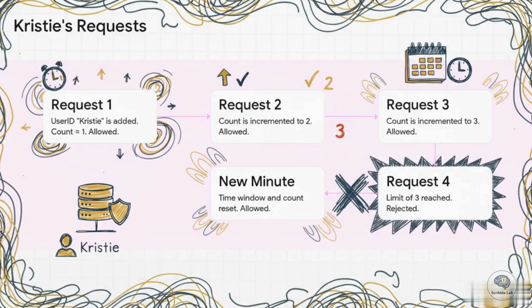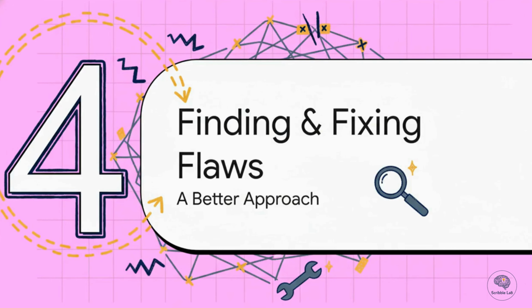Let's walk through a quick example. Let's say our user, Christy, has a limit of 3 requests per minute. Her first request comes in. We create an entry. The second one, we just tick the count up to 2. The third, up to 3. All of those are allowed. But when she sends that fourth request inside the same minute, nope, the count is already at 3, so it gets rejected. Then, as soon as the clock ticks over, the start time and the count both reset, and she's good to go again. It seems simple, right?